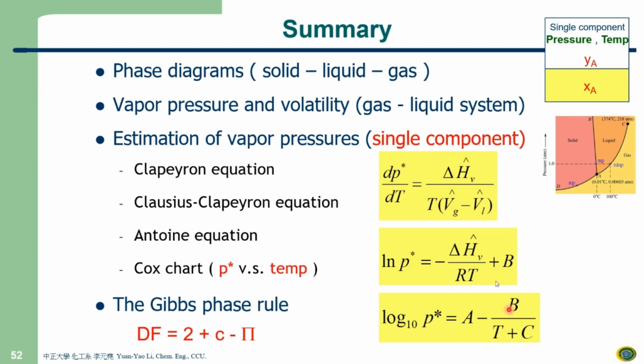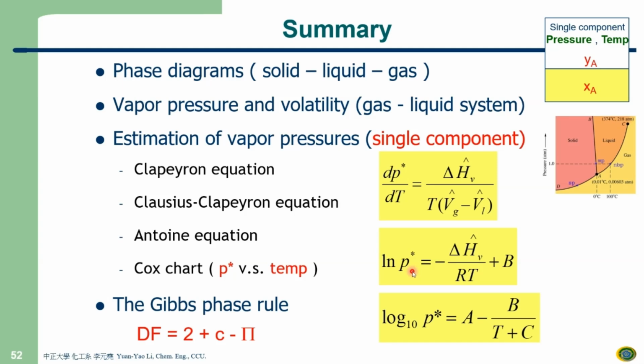Once you have a straight line, this is the intercept. In order to find the constant B, you need at least two points of pressure and temperature. Once you have these two points, you can find the constant B, and then you can have this equation. So no matter what temperature I give you, you can find the pressure, which is the vapor pressure. This is the second equation, the Clausius-Clapeyron equation.